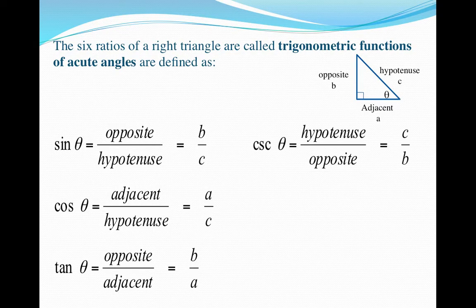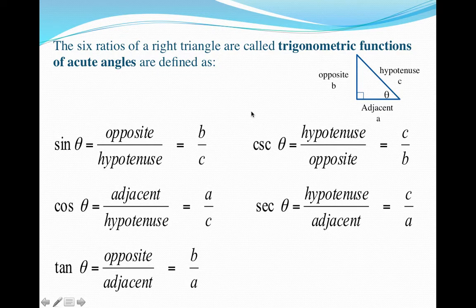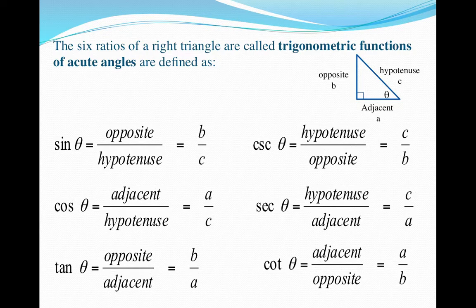Then we have the cosecant of theta, which is the hypotenuse divided by the opposite. I hope you will notice that these are reciprocals of each other. The sine and the cosecant are reciprocals. The secant is the length of the hypotenuse divided by the adjacent, so cosine and secant are reciprocals. And the cotangent of theta is the adjacent divided by the opposite. That is the reciprocal of the tangent.